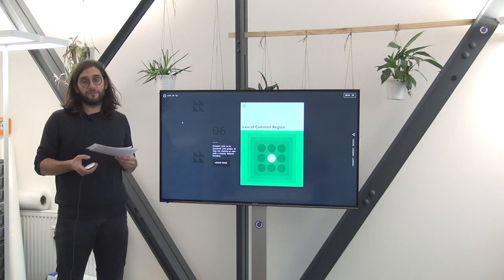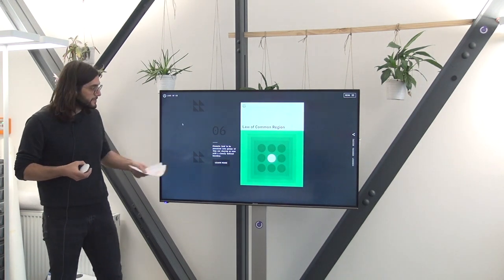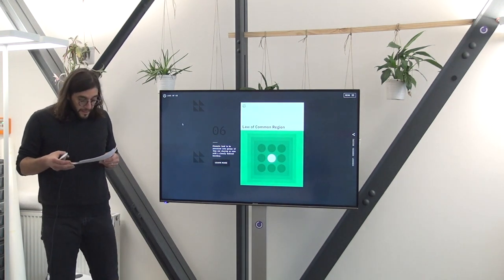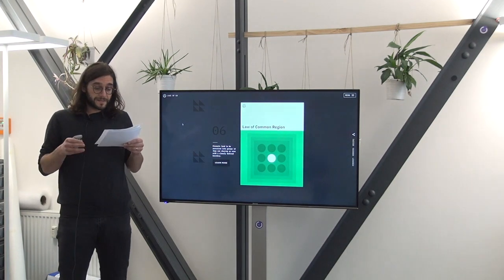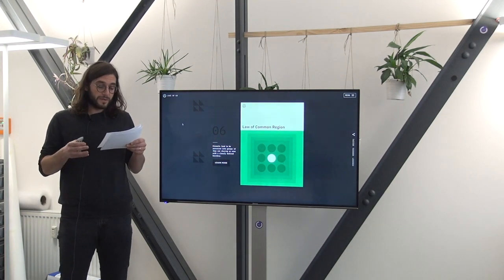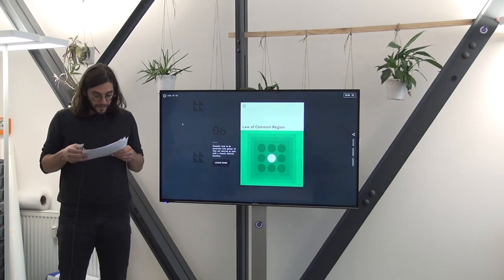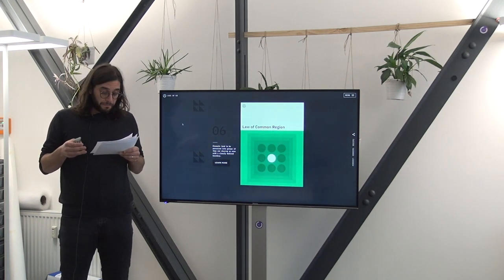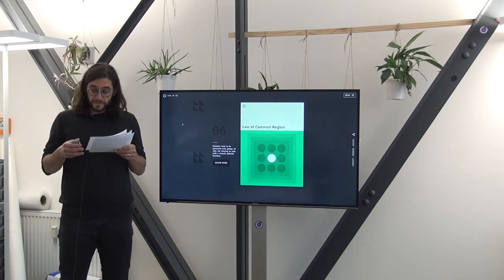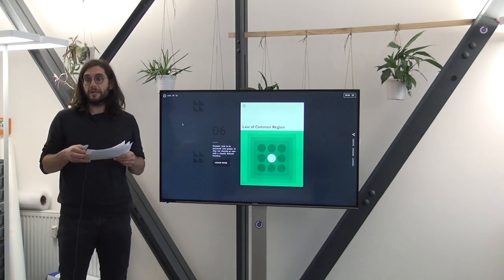Six, law of common region, like you see. Elements tend to be perceived as groups if they are sharing an area with a clearly defined boundary. Trying to add borders around an element or groups of elements is an easy way to create separation from surrounding elements.